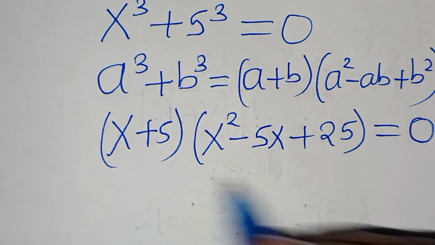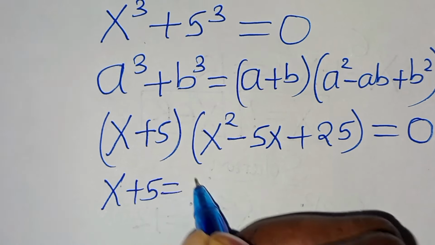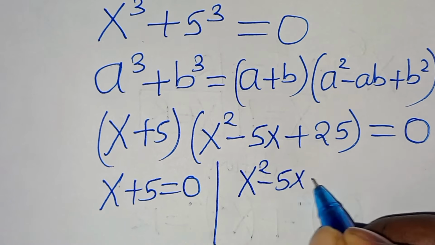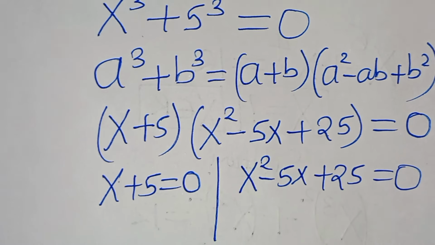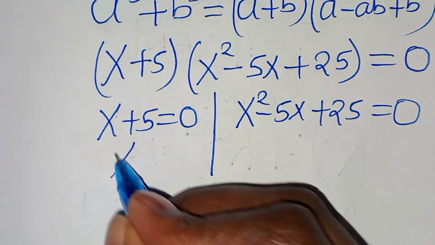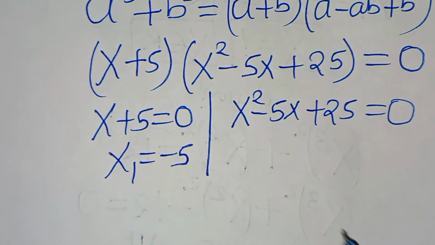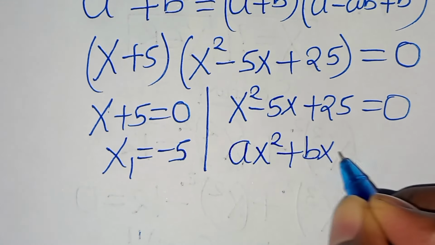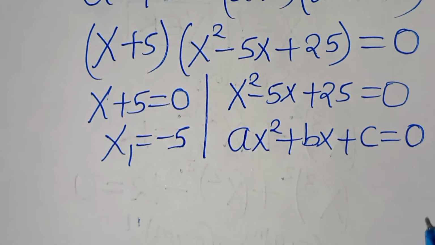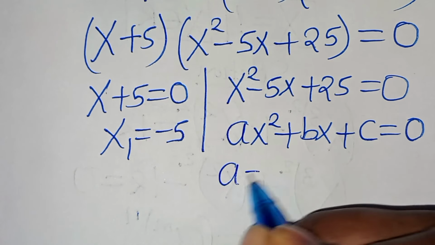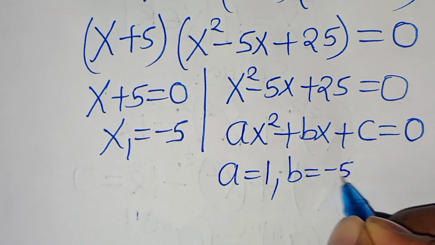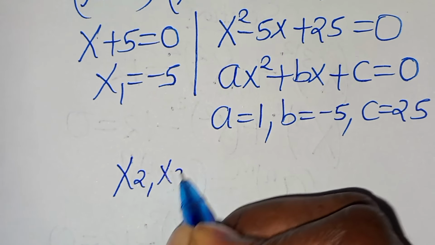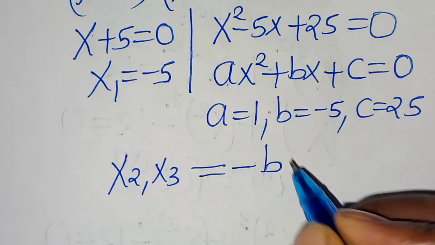We have got two parts here. The first part is x plus 5 equal to 0, and the second part is x squared minus 5x plus 25 equal to 0. From the first part, we have x1 equal to minus 5. The second part is a quadratic equation of the form ax squared plus bx plus c equal to 0. From this, a is equal to 1, b is equal to minus 5, and c is equal to 25.